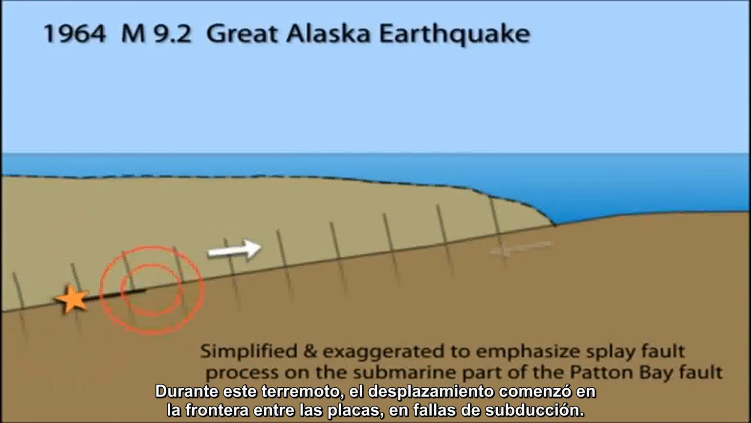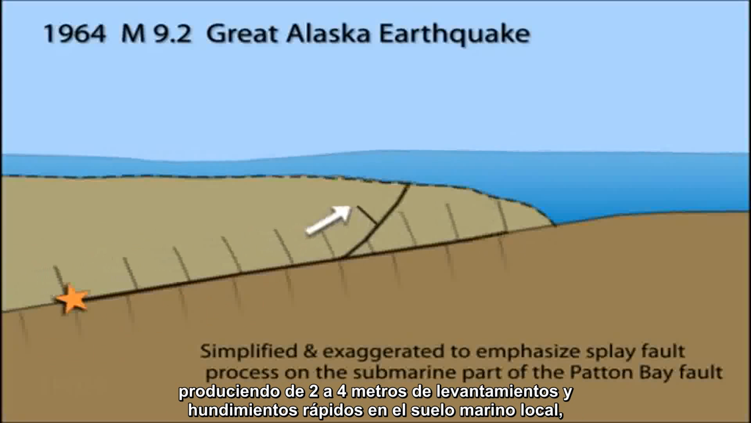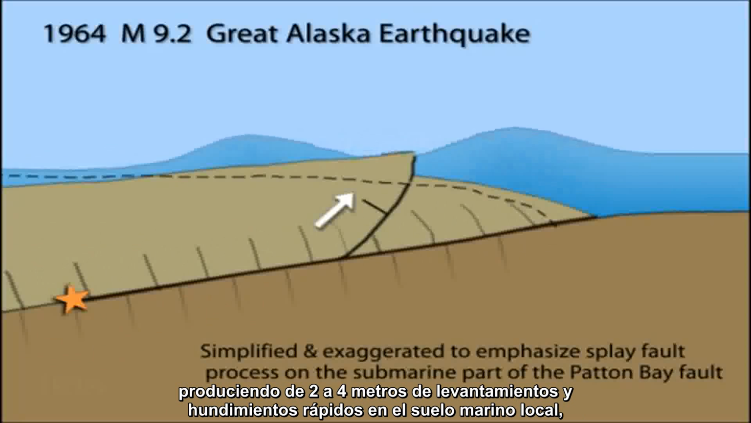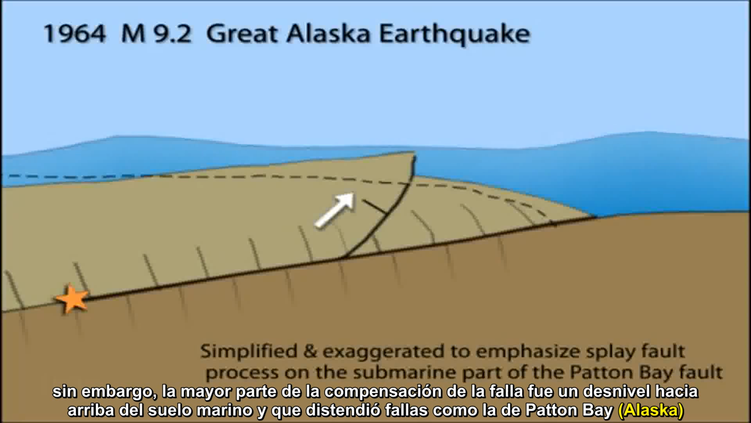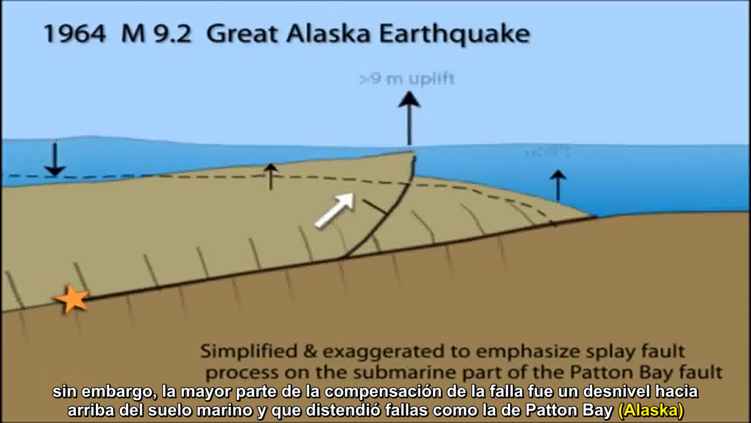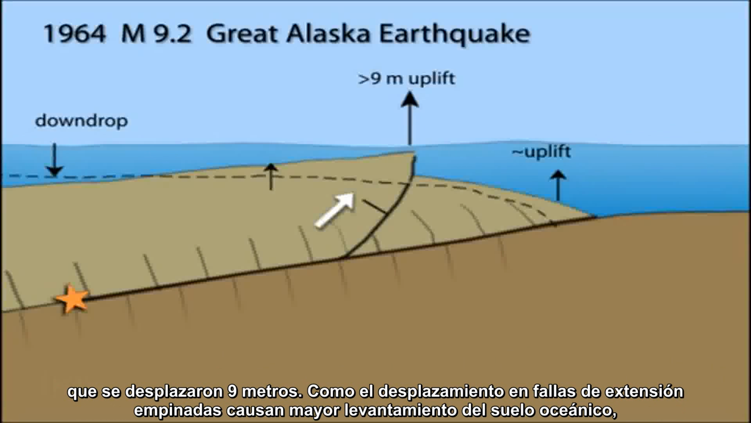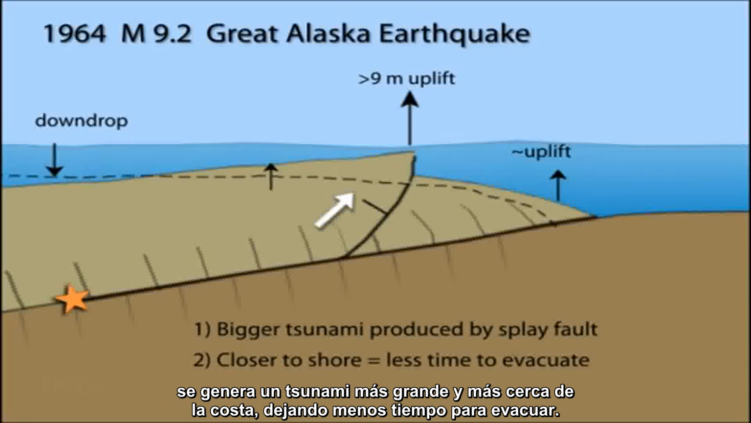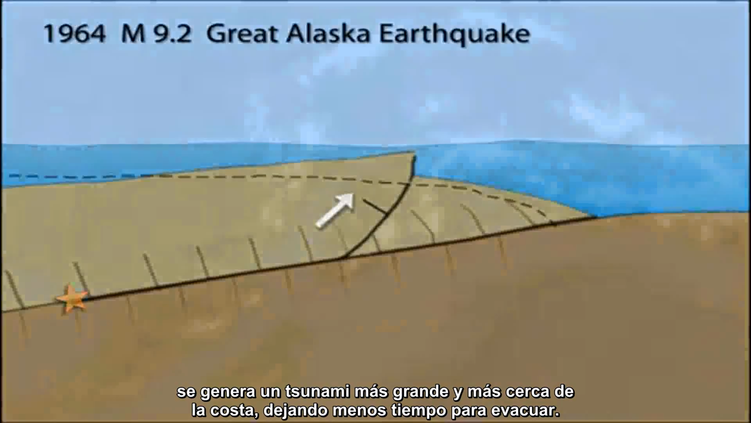During this earthquake, displacement started on the plate boundary megathrust fault, producing 2 to 4 meters of regional seafloor uplift and subsidence. However, most of the fault offset ramped up to the seafloor on splay faults like the Patton Bay Fault that was displaced 9 meters. Because displacement on steeply dipping splay faults causes larger uplift of the ocean floor, a bigger tsunami is produced, and it starts closer to shore, providing less time to evacuate.